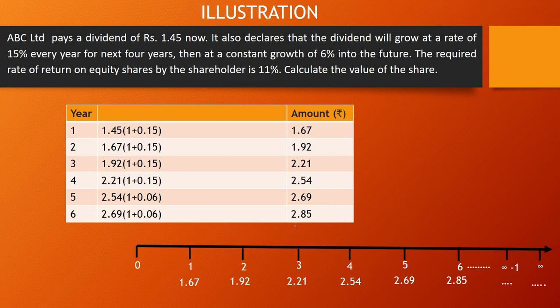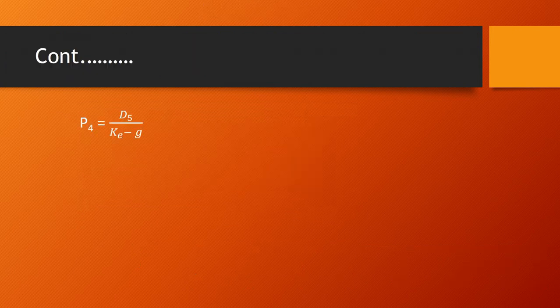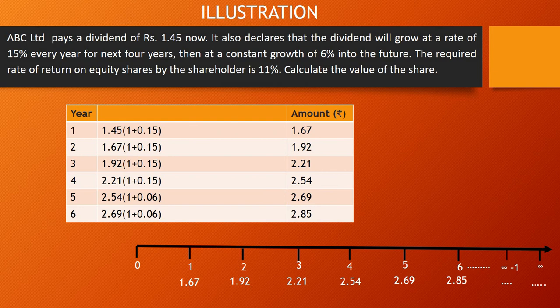So let's see how to solve it. First of all, we are going to calculate P4. Now the question arises, why are we calculating P4? If you see over here, till year 4, that means till this point, your dividend growth is changing. Beyond this point, the growth remains constant, because the question is saying 15% for the next 4 years and then the constant growth. That means after 4 years, the growth rate is not changing. Till 4 years, the dividend growth is changing.